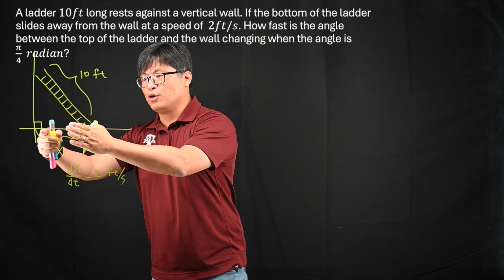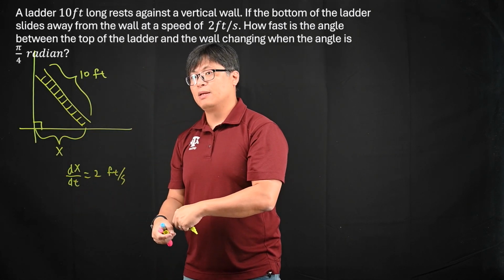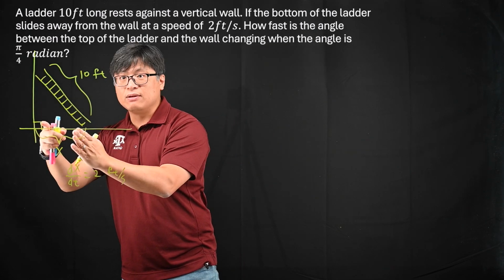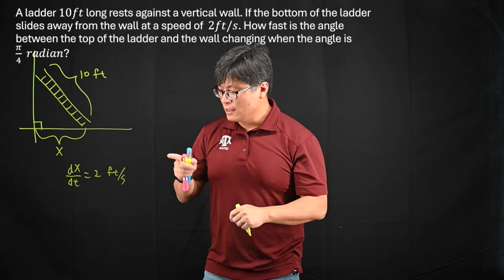Slide away, which means your quantity x is increasing. That's why the rate of change is positive. But in case it is decreasing, your rate of change must be negative. This is very important to understand, okay? So what about the next part?